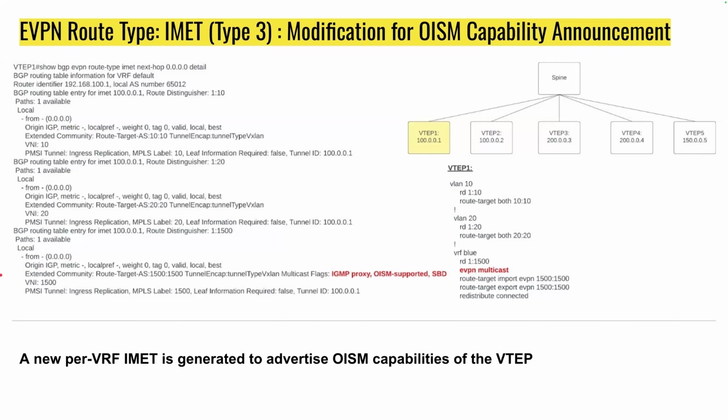Just to clarify, the first two IMETs that you see for the VLANs are just the regular IMETs that we generate in EVPN unicast to announce what a VTEP IP is. You see the tunnel ID 100.0.0.1, that is a VTEP IP. That is just regular EVPN behavior. When you use EVPN, even in unicast, we generate an IMET route for each VLAN. That's what you see as the first two. But the third one is related to OISM, where we have the multicast flags, which say IGMP proxy, OISM supported, and the SBD VLANs.